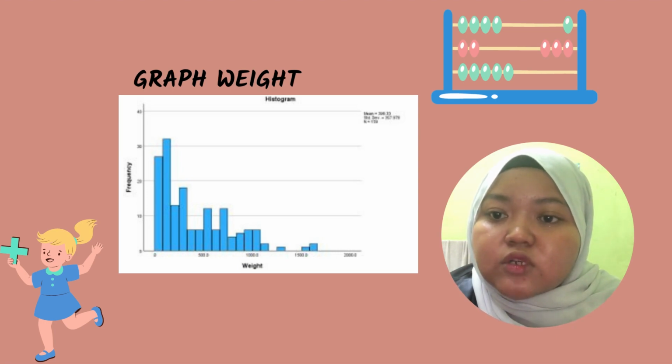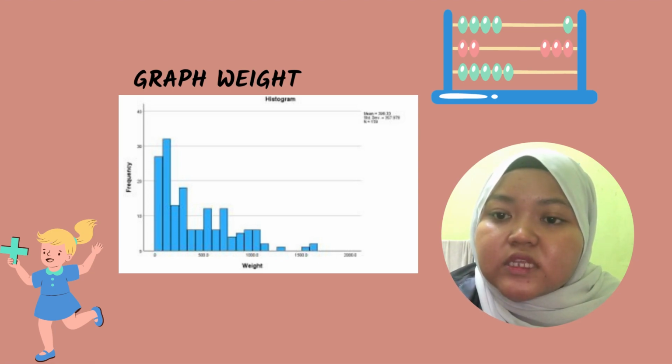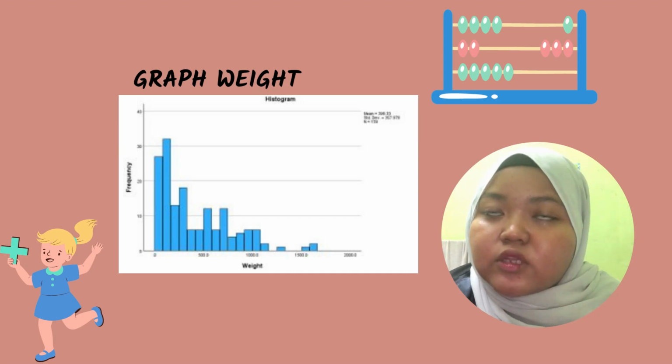SPSS was used to construct histogram plots on both horizontal and vertical scales. The vertical scale of the histogram has a frequency of 0 until 40, where the horizontal scale has 0 until 2000.